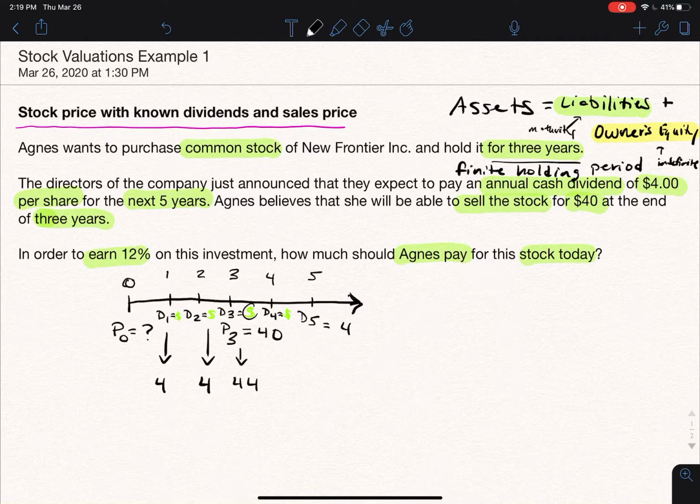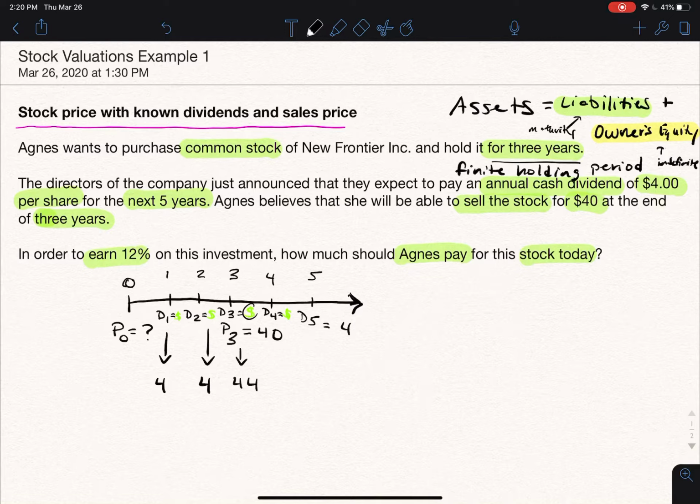Because I'm selling for $40, but I also should get a dividend in that year, so that's $44. Okay, so maybe some of you are starting to realize how I'm going to use this information. If you haven't quite realized it yet, that's totally fine. We're going to walk through this together.